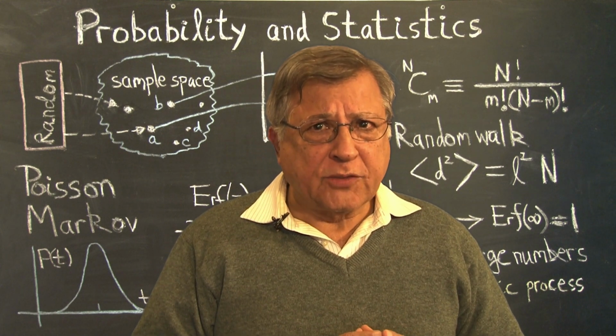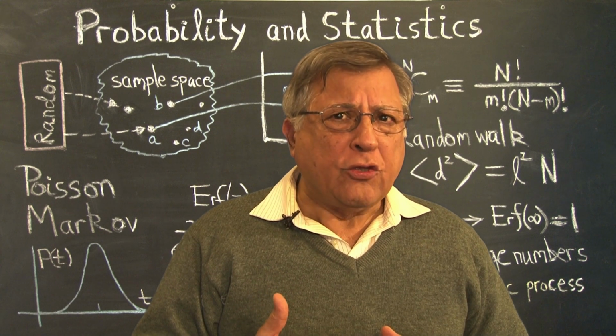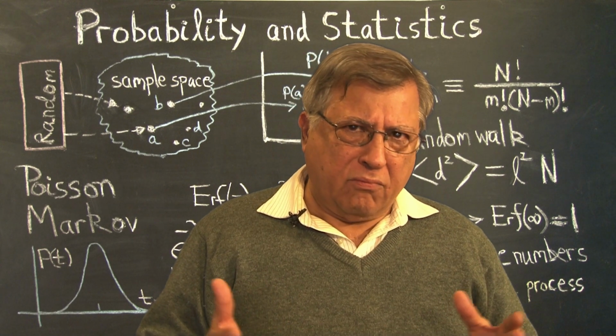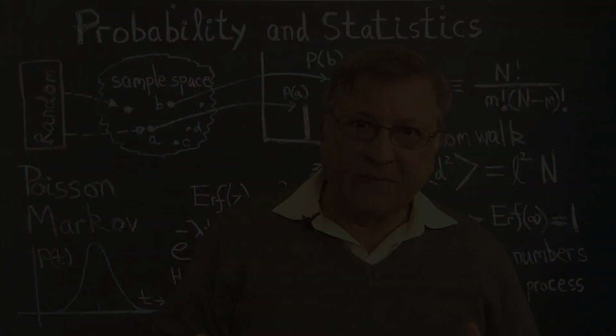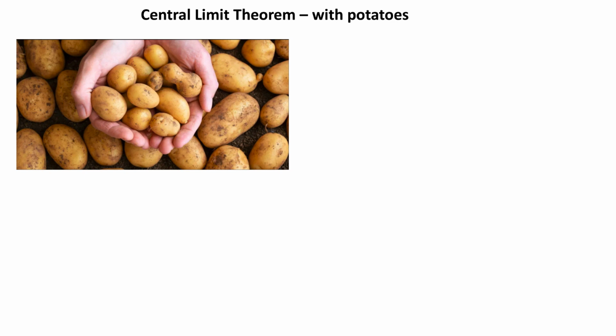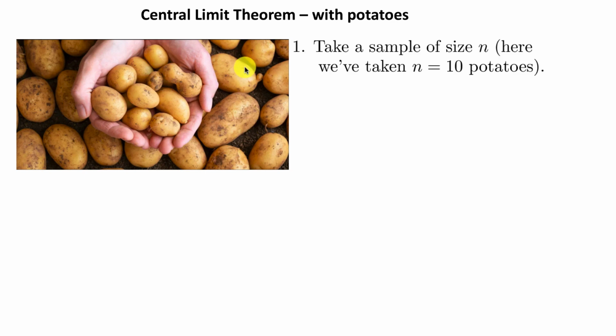But first, let me explain to you how, in fact, we use the central limit theorem when people do statistics. For example, with potatoes. Instead of stating the central limit theorem at the very outset, what I will do is use potatoes as an example. Obviously, if there's a truck full of potatoes, we cannot examine each one of those potatoes, but we can take a sample. Let's call that sample size n, small n. In this particular case, I've taken n equal to 10 potatoes.